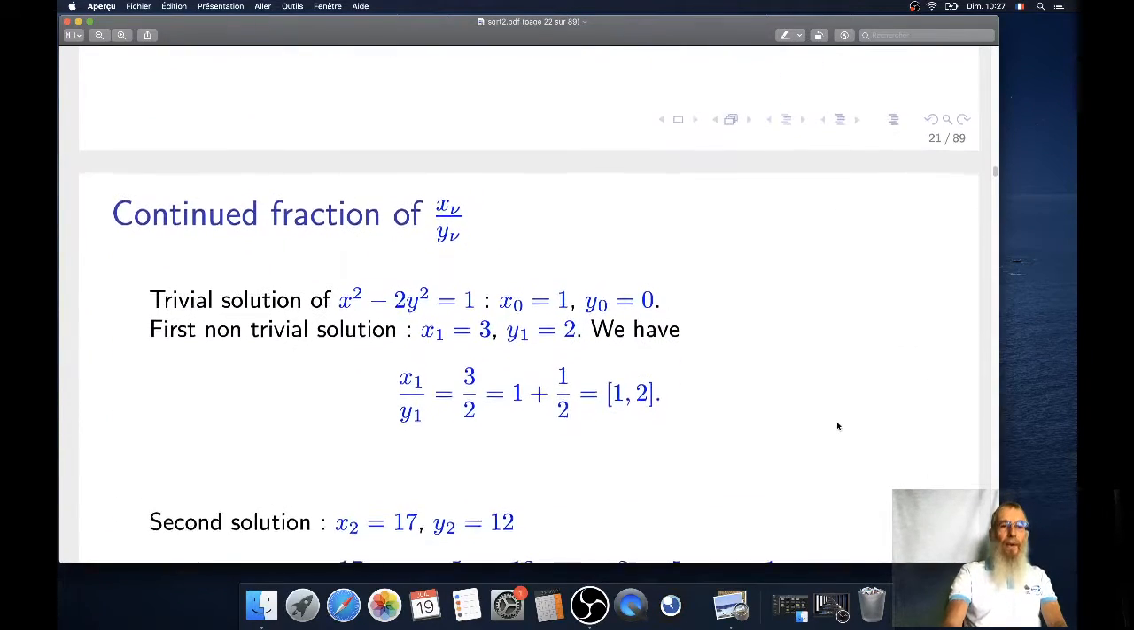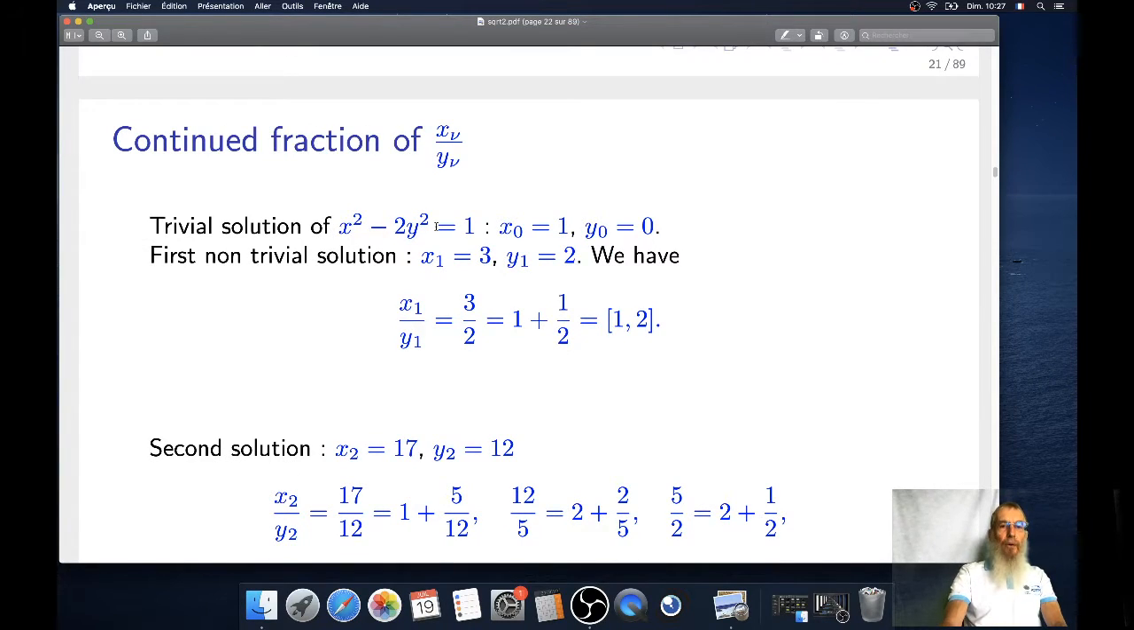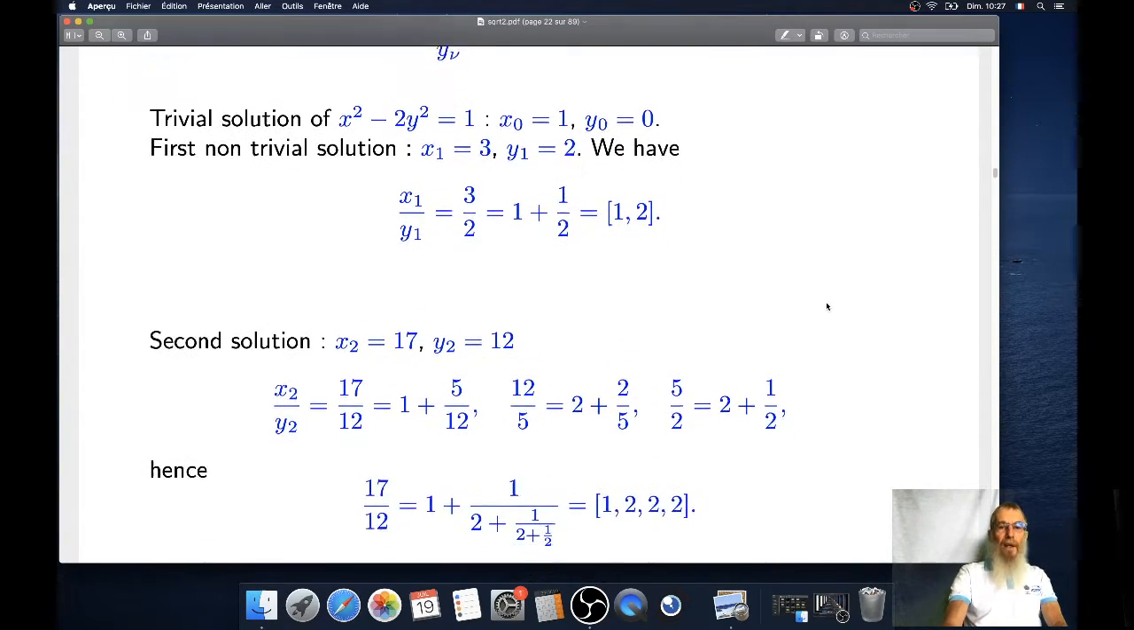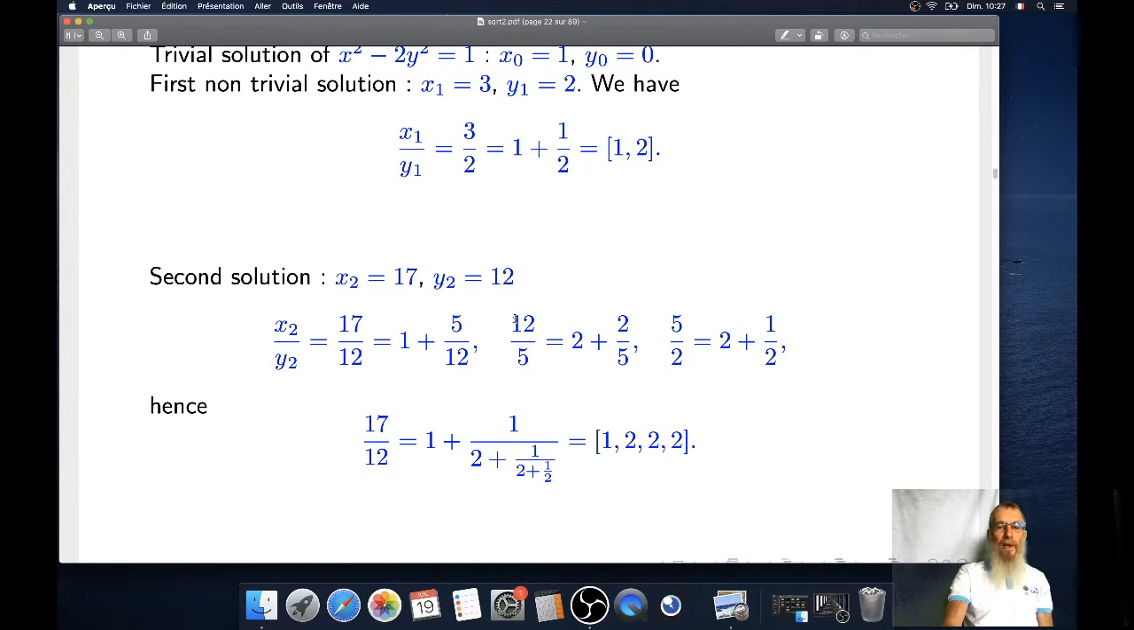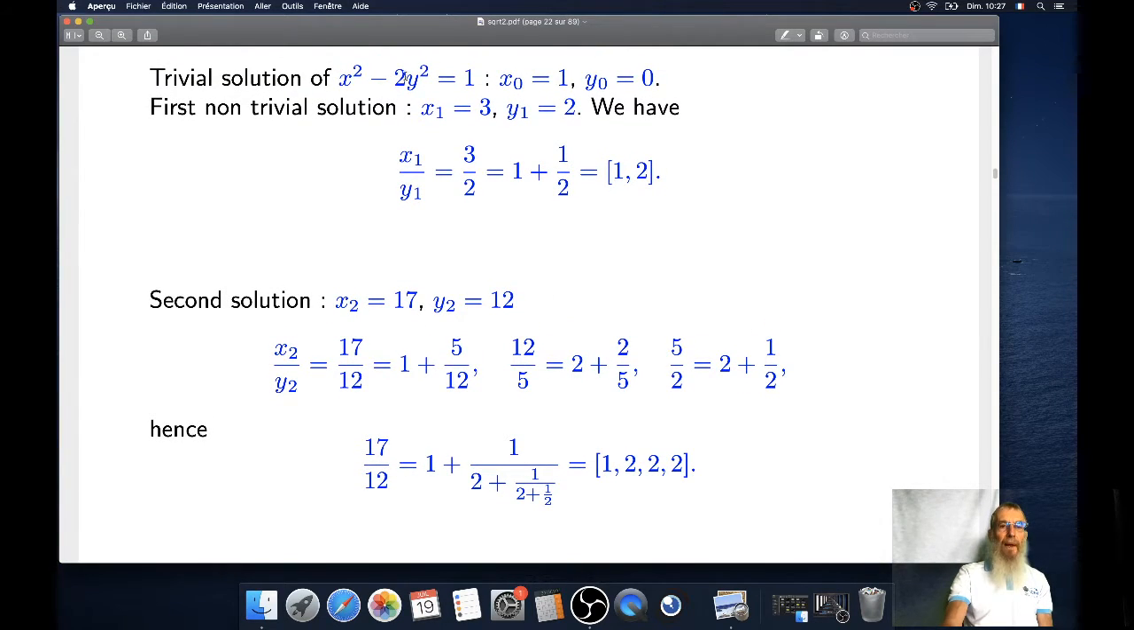Okay, so let us do that with the equation x squared minus 2y squared equal 1. We take the continued fraction expansion of square root of 2, which is 1, 2, 2, 2, 2, and then we split it after an odd number of 2. The first splitting will give 1, which is the trivial solution. The second splitting gives 1, 2, which gives 3 and 2. And then the second solution is obtained by taking 1, 2, 2, 2. If you compute this rational number, you find 17 divided by 12, and this gives the next solution, 17 and 12, for the equation x squared minus 2y squared equal 1.